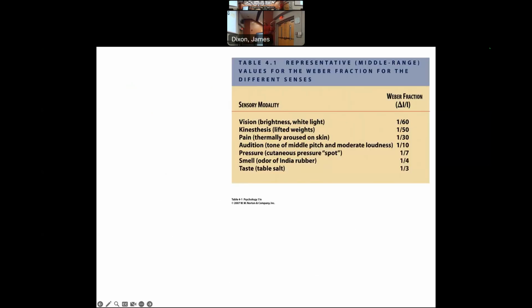All right, let me give you some examples of Weber fractions, which again are just statements of, for that modality, how much change relative to the standard you need, what proportion of that physical intensity do you need in that domain to detect a change. So these are ordered from most sensitive to least sensitive. Your visual system is really, really good. Right? So to detect a change in light, you only need 1/60th of change from the original stimulus.